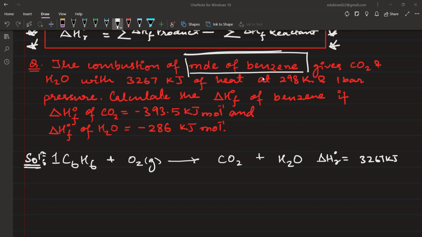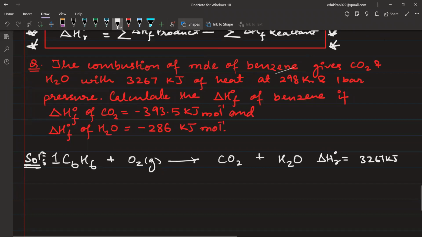चलिए. Devangi, can you read this statement? पढ़िएगा जरा. The combustion of 1 mole of benzene gives carbon dioxide and water with 3267 kilojoules of heat at 298 Kelvin and 1 bar pressure. Okay. तो क्या क्या दे रहा है. 1 mole of combustion of benzene, it is giving us what things? Yes, Devangi. Carbon dioxide and water.